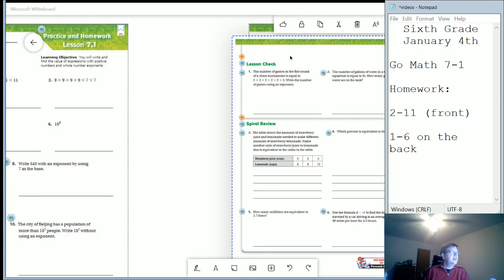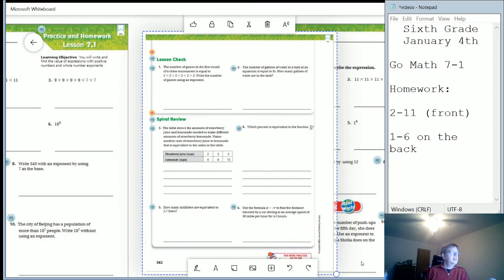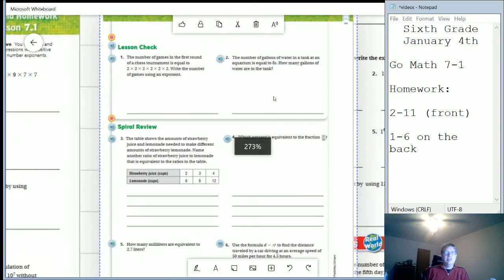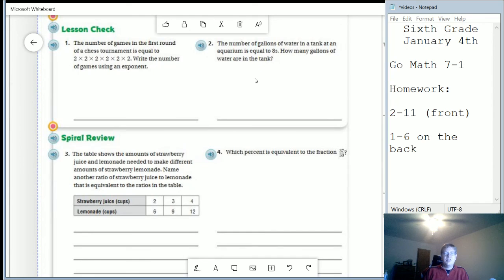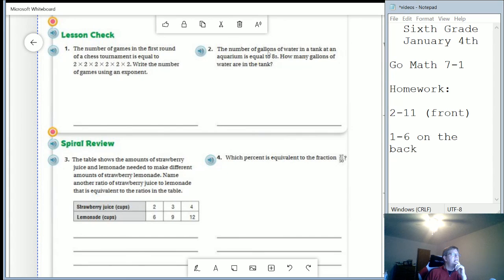Crisis averted. All right, so on the back, we are going to be looking at all 6 problems. So number 1 on the back, okay, that should be easy enough. Number 2, number of gallons of water in a tank is equal to, I can't even read what that is. Oh, it's supposed to be 8 to the 3rd power, it looks like. So think about what that is. We've already kind of worked with that.